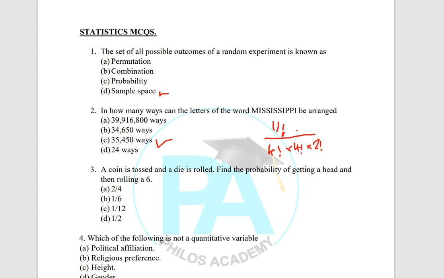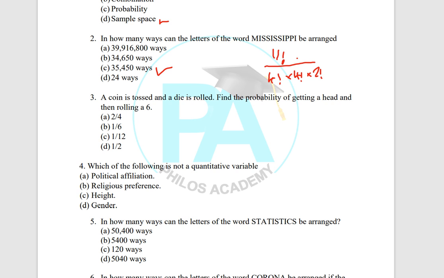Question 3 says a coin is tossed and a die is rolled. Find the probability of getting a head and then rolling a 6. Now to solve this kind of question, ask yourself, how many possible outcomes do you have in tossing a coin? We have 2 possible outcomes, isn't it? And how many possible outcomes do you have in rolling a die? We have 6 possible outcomes, isn't it? When you toss a coin, it's either you get a head or a tail, so you have 2 outcomes. When you roll a die, it's either you get a 1, a 2, a 3, a 4, a 5, or a 6. So there are 6 possible outcomes.